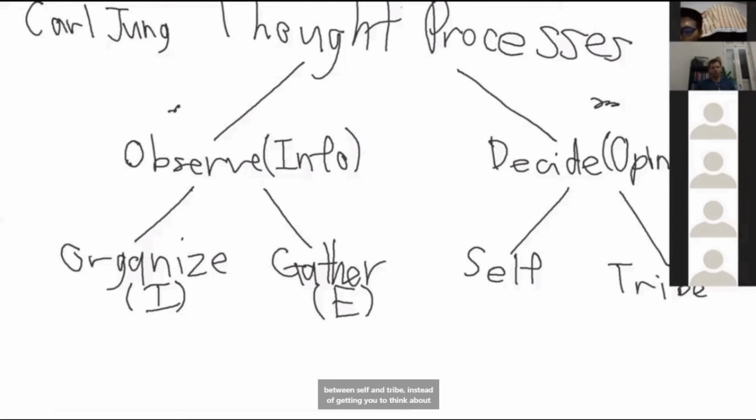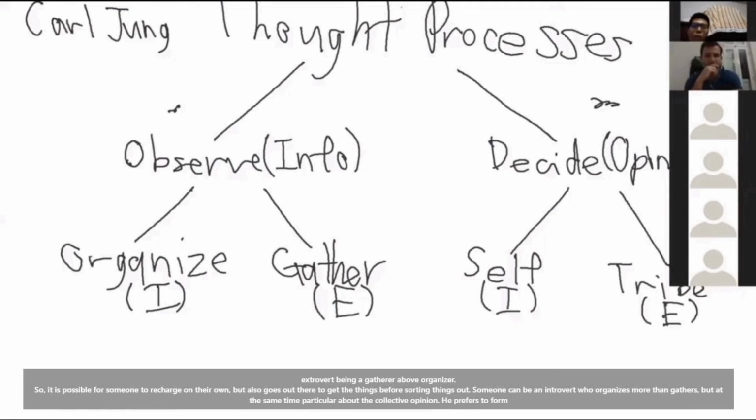So in fact, between self and tribe, instead of getting you to think about who is the introvert and who is the extrovert, I shall reveal to you the answer. Someone who's self above tribe is an introvert, and someone who's tribe above self is an extrovert. So really, someone may be an introvert who's self above tribe, but can still be an extrovert, being a gatherer above organizer. It's possible for someone to recharge on their own, but yet they are a gatherer and they go out, just gather stuff and get things before sorting things out.